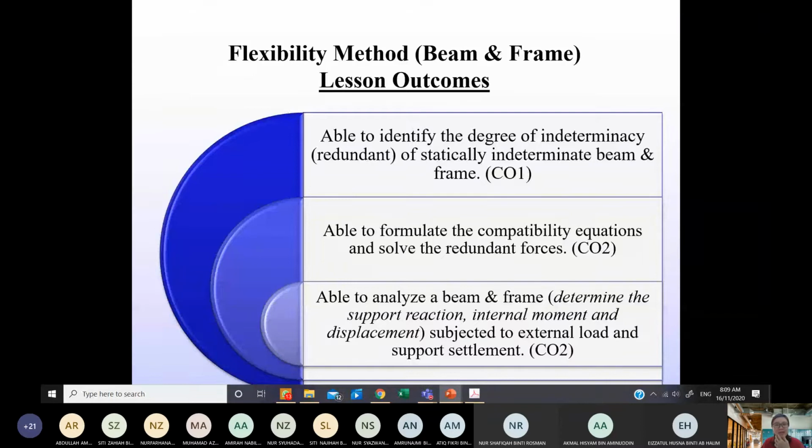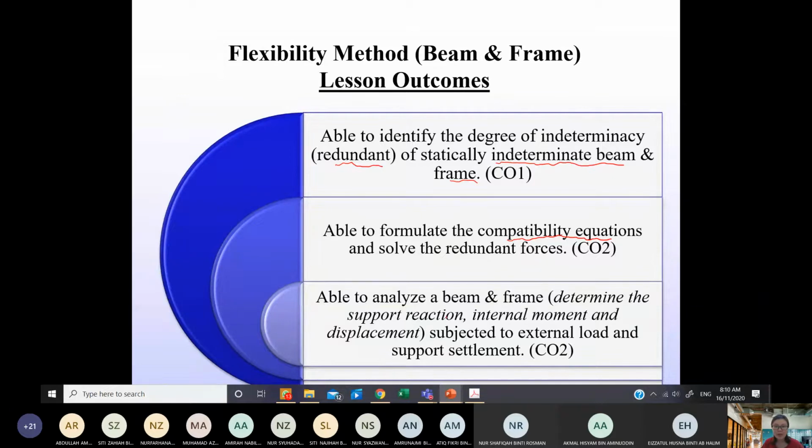So we will address these lesson outcomes. There are 3 lesson outcomes we would like to achieve this week. First of all, we are going to identify the redundants for indeterminate beams and frames. Then we are able to formulate the compatibility equations to solve these redundant forces, which deal with the bending type.